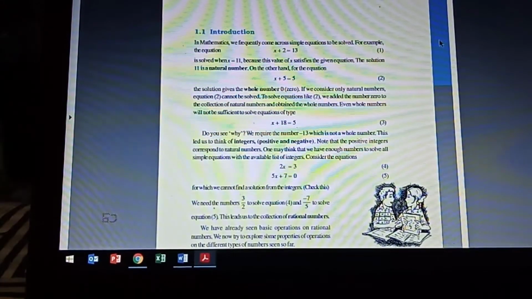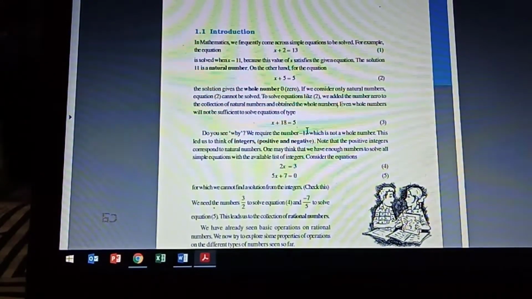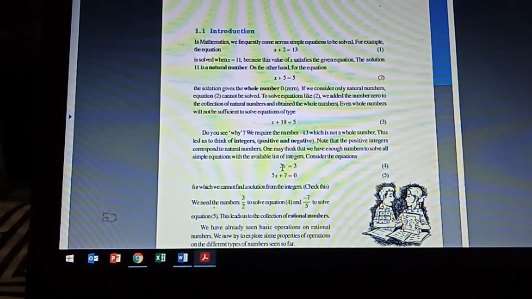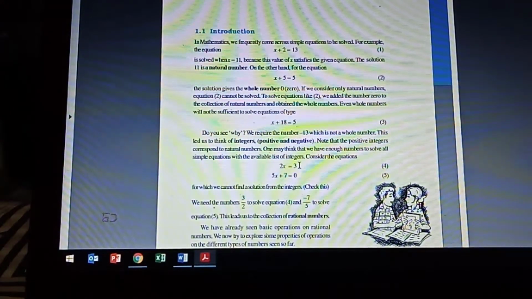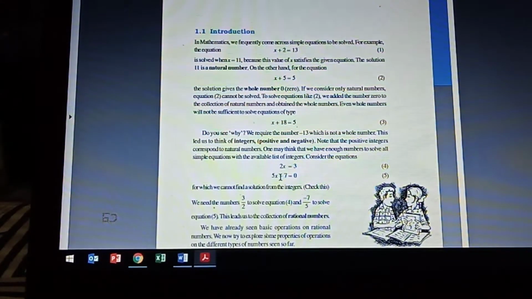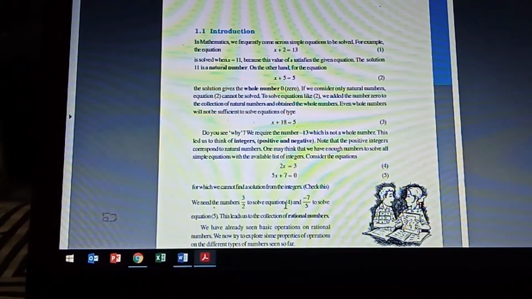We need another kind of number. So how can we solve these two equations? 2x equal to 3: 2x means 2 into x, it's multiplied, so when it goes to the other side, it becomes division. So x equal to 3 by 2. For 5x plus 7 equal to 0, the plus 7 goes to the other side and becomes minus 7. Then 5 into x equals minus 7, so x comes out as minus 7 by 5. The equations are solved like this.